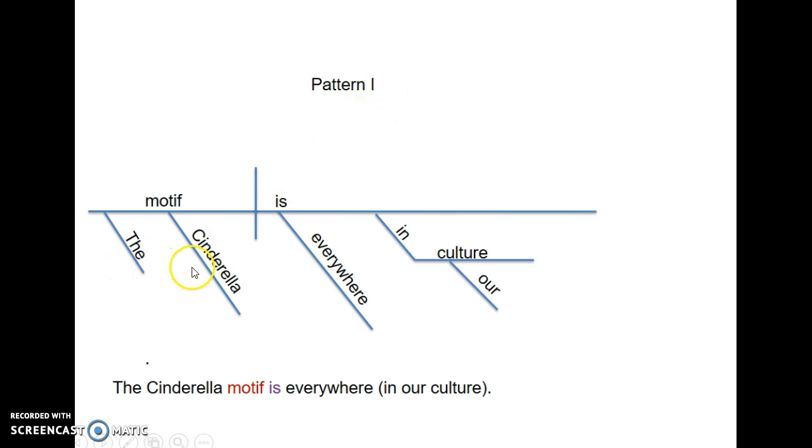Then we go back and stick in some of the same modifiers that we've seen before. Everywhere again is answering a question of time, so it goes below the verb. And in our culture is answering the where question, and that's another adverb question, so that prepositional phrase is also diagrammed below the verb.